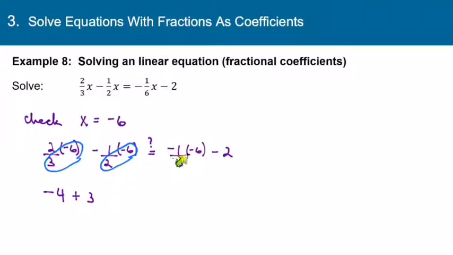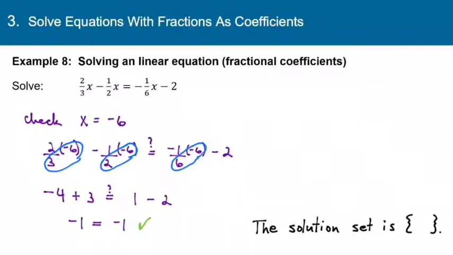On the right side of the equal mark, negative times negative is positive. And 6 divided by 6 is 1, so we'll have positive 1 there. And then we have our minus 2. So now all we have to do is get a total on each side and make sure they match. Negative 4 plus 3 is negative 1, and on the right side, 1 minus 2 is also negative 1. So now we can say the solution set is negative 6.